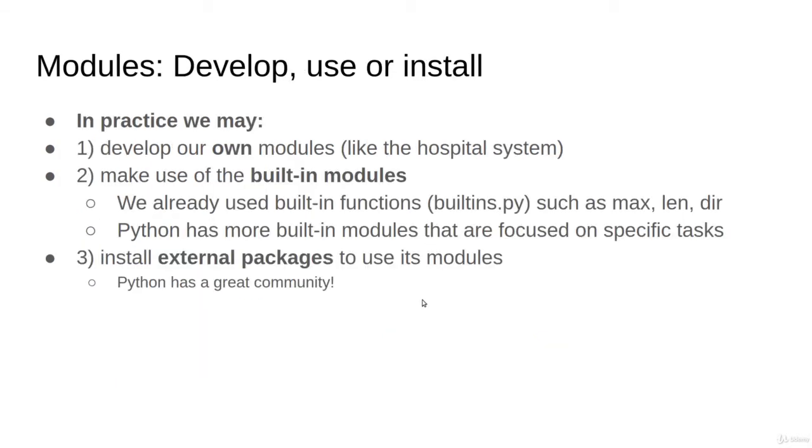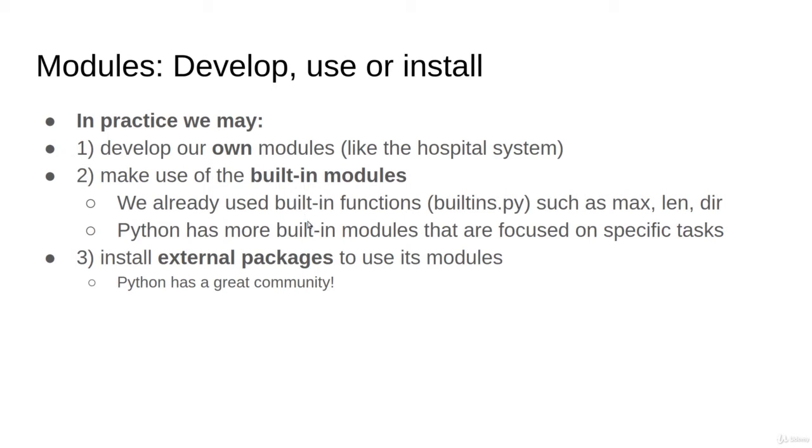Let's go back to the modules. With modules, there are 3 things that we typically do in industry. The first thing is to develop your own modules, and we will do that. We already learned how to build the hospital system, but we should be able to split it into different files and use them. The second thing is to use the built-in modules.